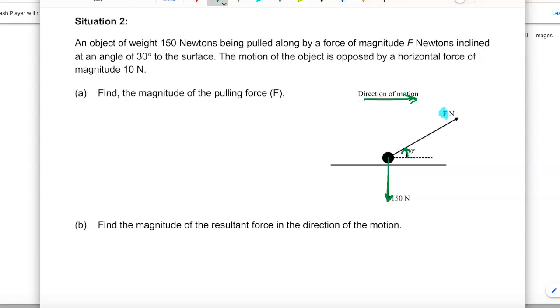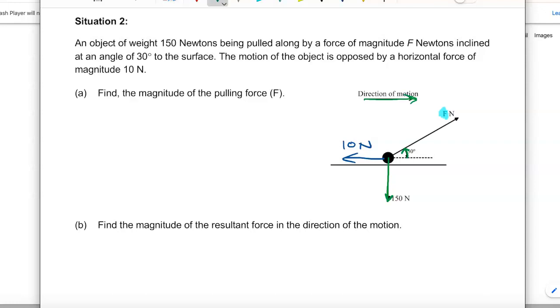The motion of the object, however, is opposed by a horizontal force of 10 newtons. So opposed means the opposite direction. So we've actually got an extra 2 things happening here. We've got the weight of the object pulling it, counteracting some of that weight, and the opposing force.